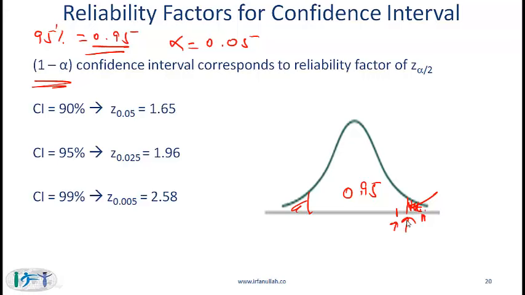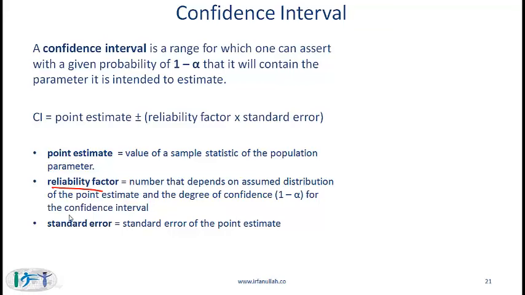This slide simply summarizes what we've been talking about, so you should read this. The only point that I will highlight is related to the reliability factor, which says that the number depends on the assumed distribution of the point estimate and the degree of confidence for the confidence interval. So this we've talked about. A 95% confidence interval resulted in a z value of 1.96. A 99% confidence interval would require a higher z value, and so on.